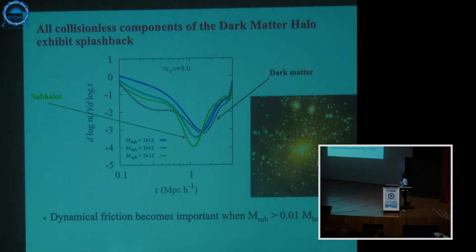So just to point out, this splashback feature should also be there in all collisionless components of the dark matter halo, apart from the dark matter particles themselves. So even galaxies and subhalos, substructure that fall into dark matter halos and orbit it, should also show this feature in their density profiles, this sharp cutoff. The only difference in subhalos or galaxies is that they're subject to tidal forces, which mostly affect the inner regions, and also dynamical friction, which will slow them down and push their splashback radius to smaller and smaller radius compared to the dark matter particles, as a function of the subhalo mass.